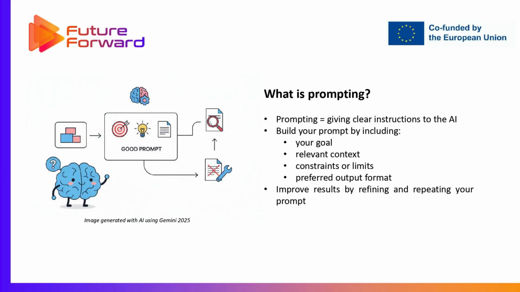Now that you know how to access the tool and adjust your settings, the next step is learning how to ask the AI for what you need. This is called prompting. A prompt is simply the instruction you give the AI. The clearer it is, the better the result. Here's the best way to build one. First, start by stating your main goal. For example, turn this recipe into a shopping list.